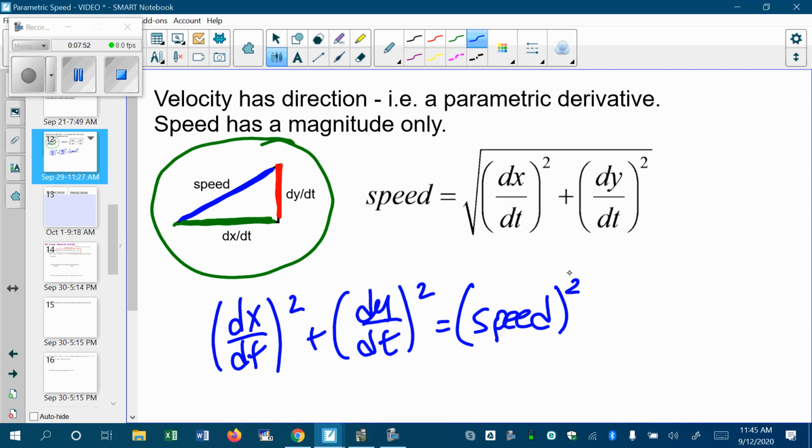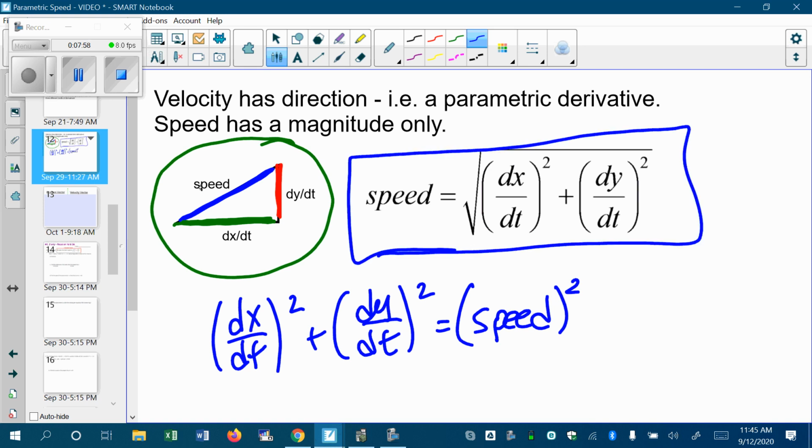And then if I want to get rid of this square, I would square root both sides, and then you come up with this. So I just think of this little picture, and I can always remember how I find speed in terms of parametrics. I'm going to look at the horizontal rate of change, I'm going to look at the vertical rate of change, and then it's basically just the Pythagorean theorem layered on top of that.